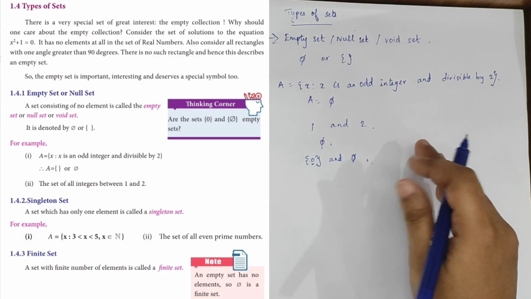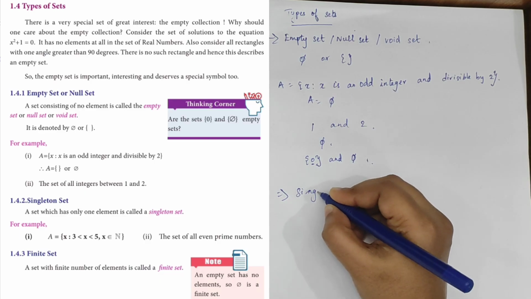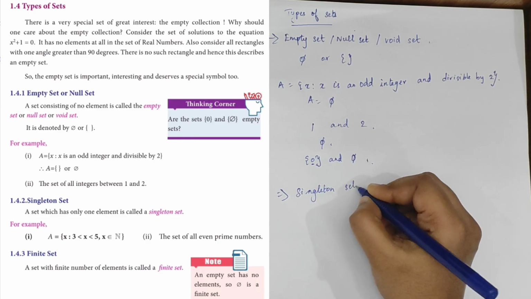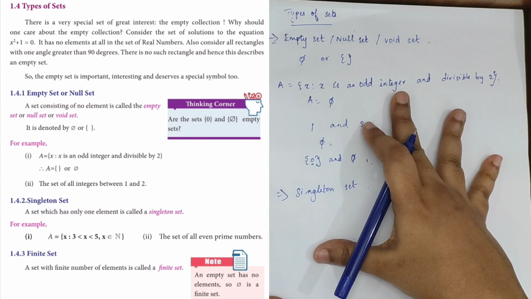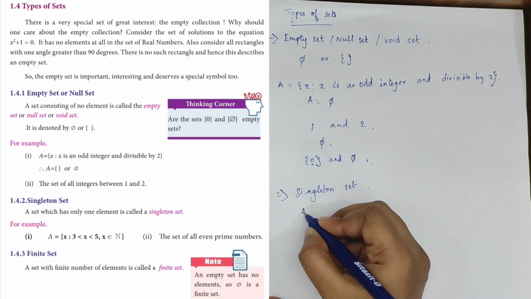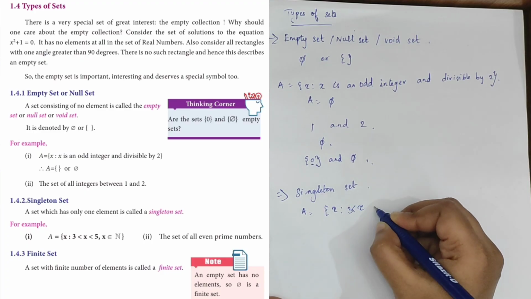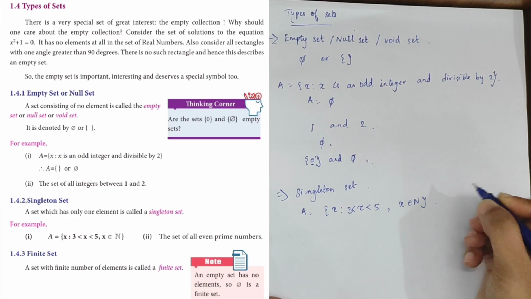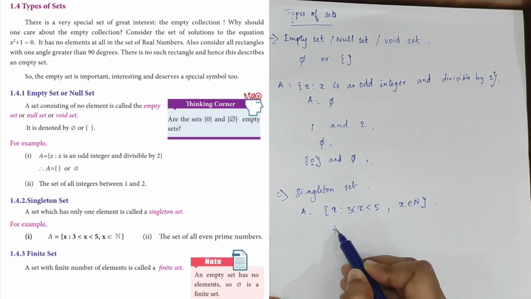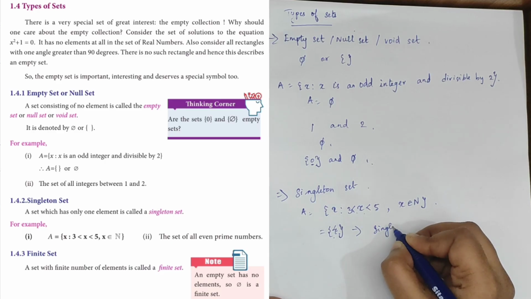Understood? Now we are going to see the singleton set. If a set has only one element, we call it the singleton set. For example, A is equal to {x such that x is greater than 3 and less than 5, x is an element of natural numbers}. So greater than 3 is 4, less than 5 is 4. So only one value we get, that is 4. So {4} is the singleton set.